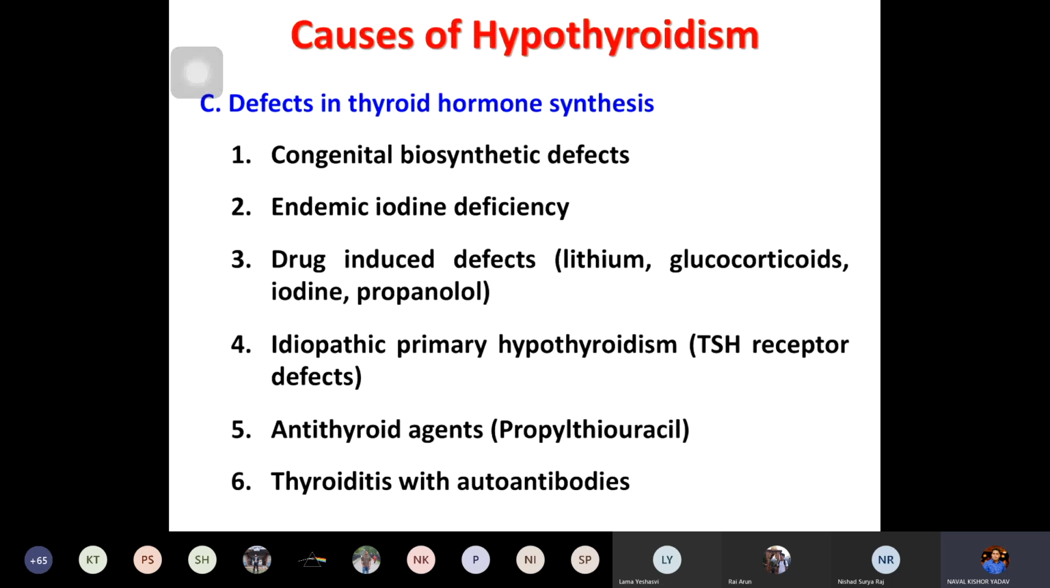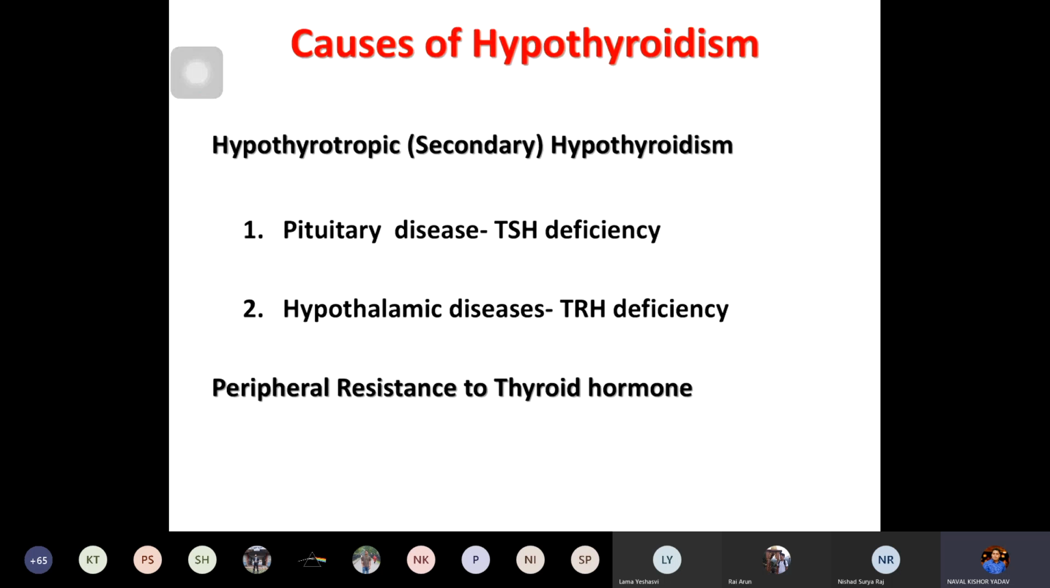Receptor defects, TSH receptor defects. There is a receptor defect, so TSH is not able to bind to the receptors and the synthesis of thyroid hormones is not stimulated. Antithyroid agents like propylthiouracil hamper the oxidation of iodide to iodine and also the process of coupling of DIT and MIT to form T3 and T4. And autoantibodies are produced against the thyroid glands and hamper thyroid hormone synthesis. So that was all the causes for primary hypothyroidism.